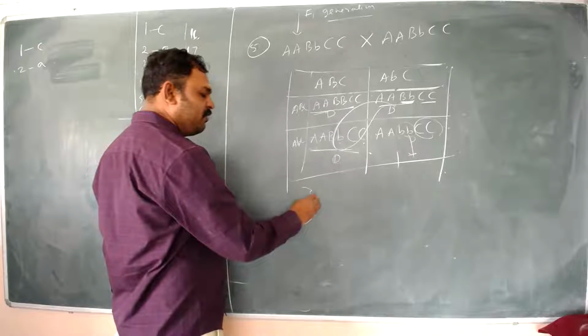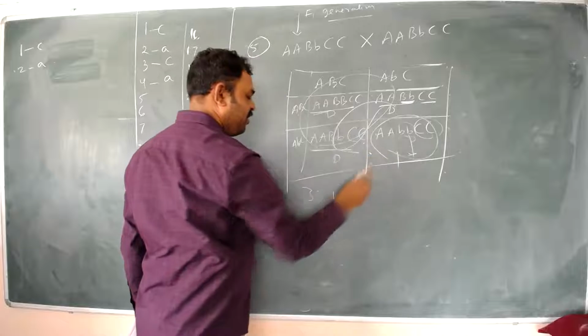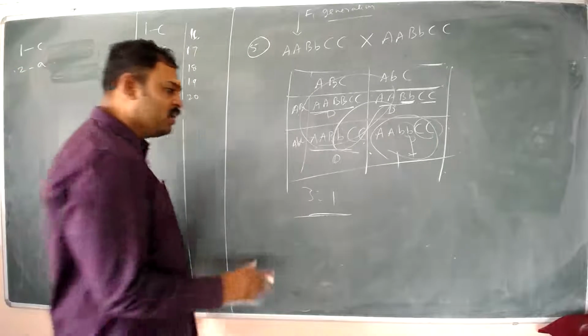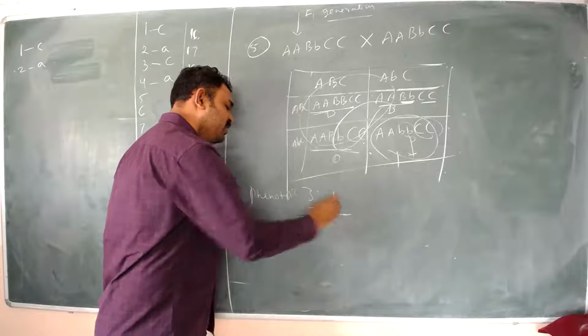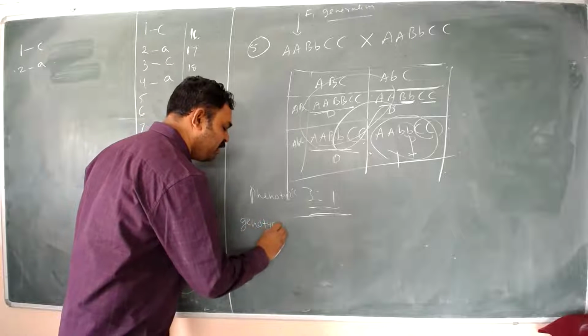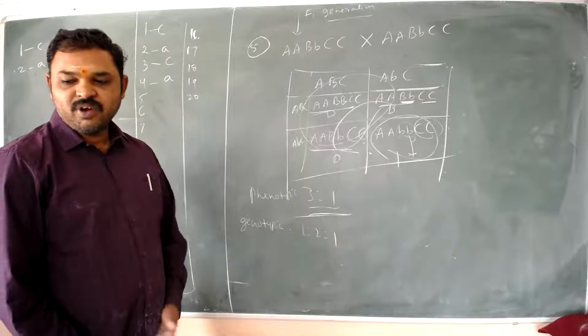So what is the phenotypic ratio? These three are the same. This one is different. Phenotypic ratio is 3:1. But genotypic ratio, it is a question. If the question is phenotypic ratio, it is 3:1. But if the same question is asked for genotypic ratio, what is the genotypic ratio? 1:2:1.